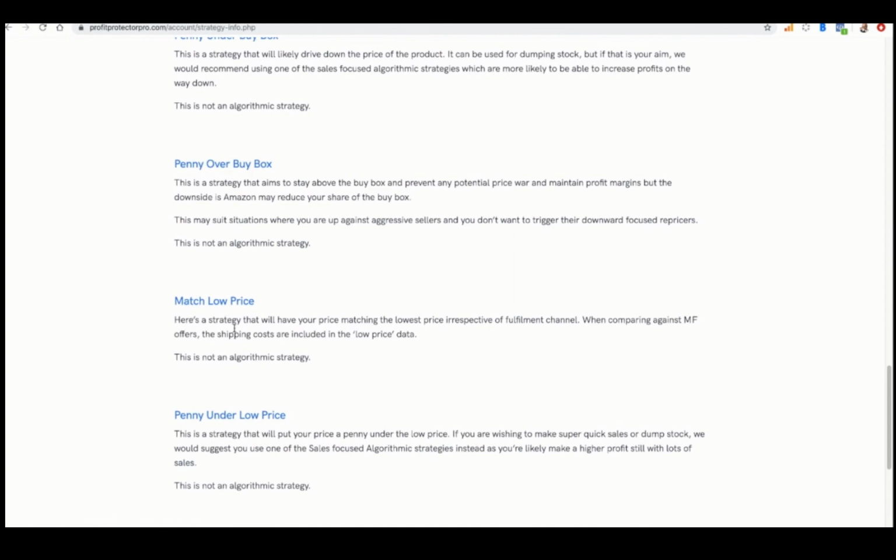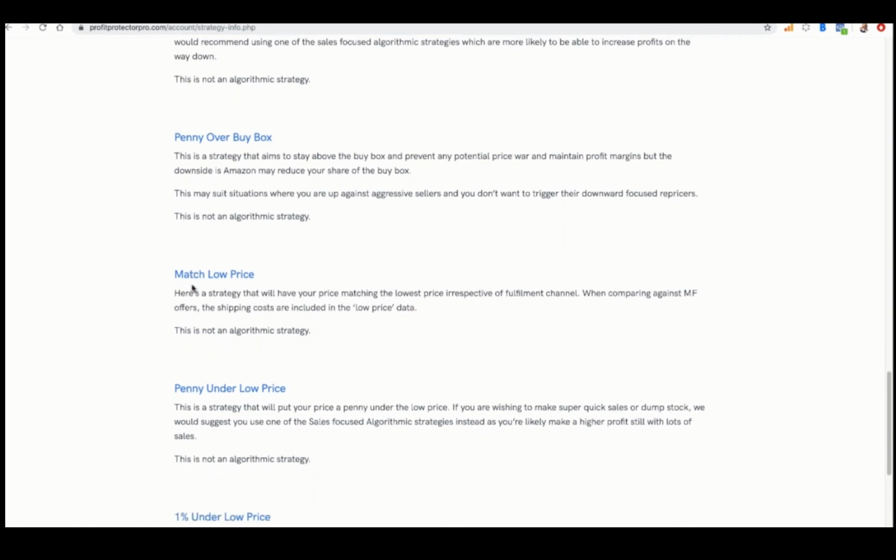And you've got the option here to match the low price. So don't forget the low price will be irrespective of whether it's FBA or FBM, so it doesn't matter about the fulfillment channel. But when you're comparing against the MF offers, the shipping costs are included in the low price data. So that will literally, as I say, all of these do what it says on the tin. So it's literally just going to match the low price.